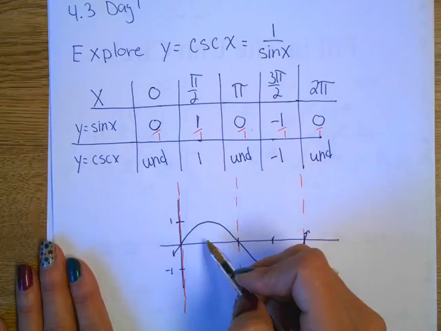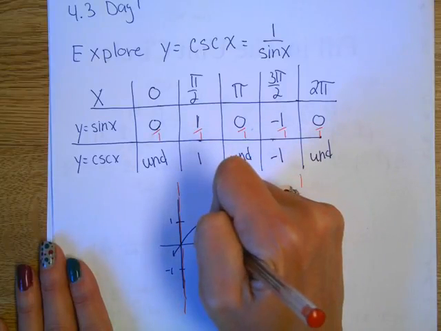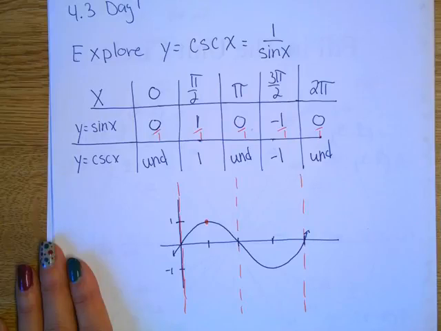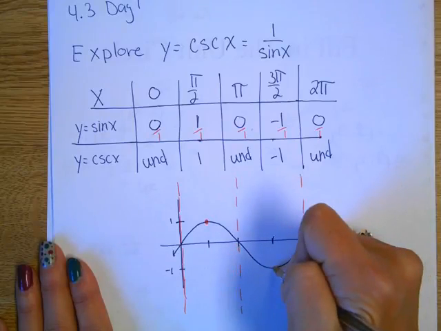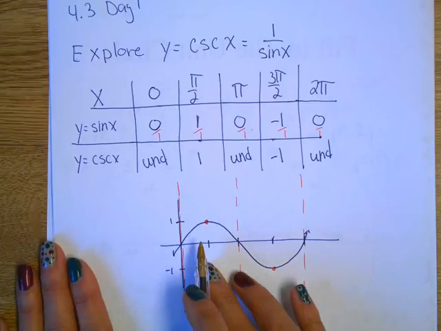Okay. Then at this pi over 2, they actually share this max. They share that point. And here at the negative 1, they share that point. Okay? The sine graph and the cosecant graph share those 2 points. Okay, now I need to know, well, what's happening in between?